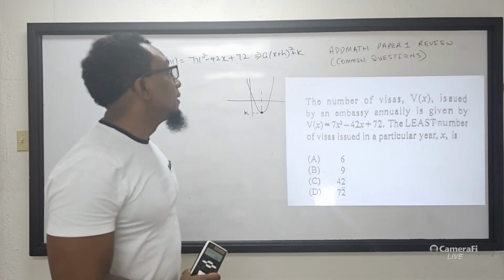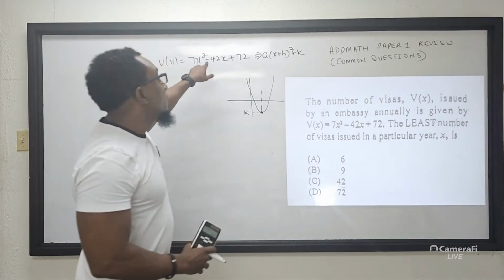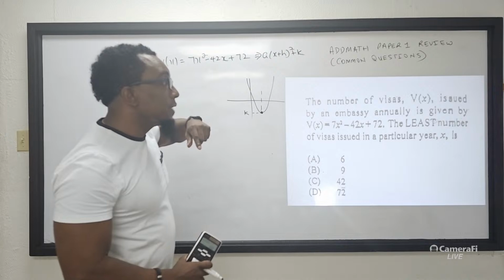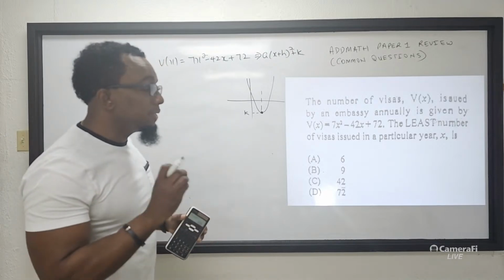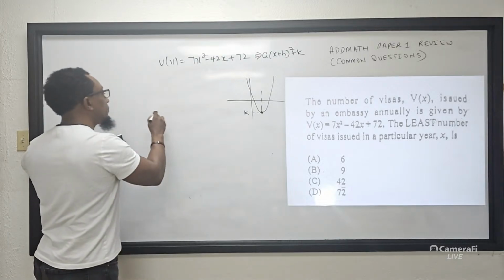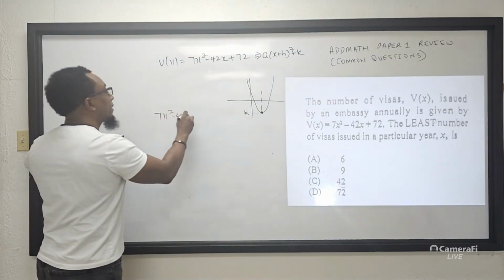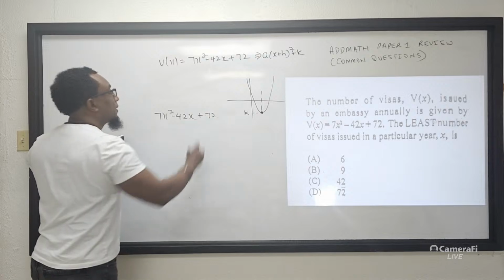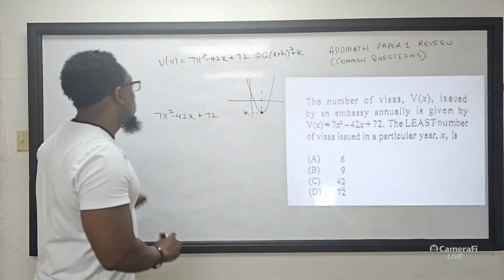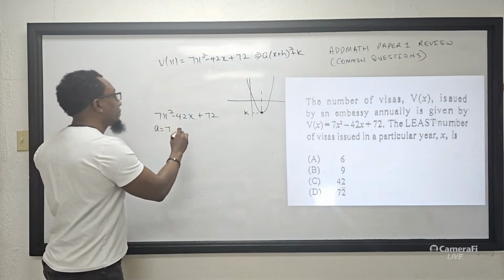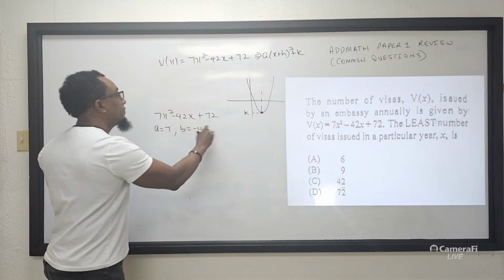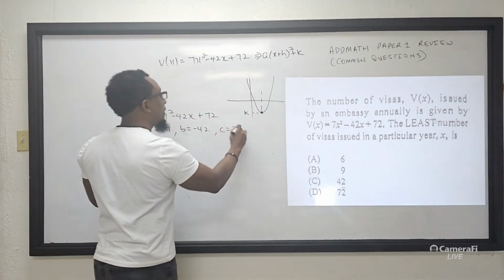in a particular year. So what we need to do is to convert this quadratic expression into that form, and k will be our least number of visas issued in a particular year. So let's complete the square. So you have 7x squared minus 42x plus 72. So of course, to complete the square, I'm using the formula approach. So a is equal to 7, b is equal to negative 42, and c is equal to 72.